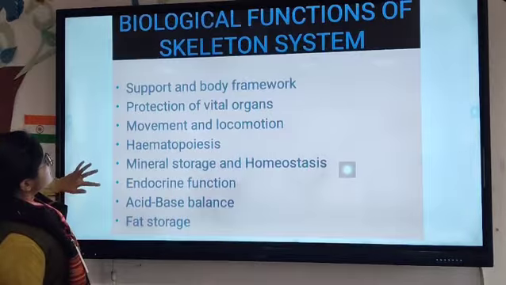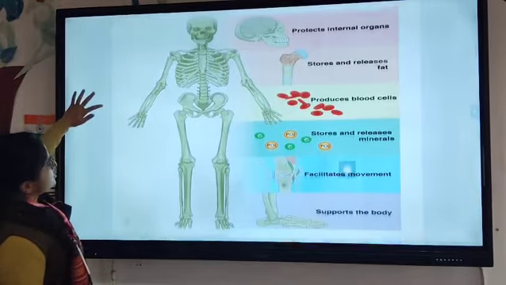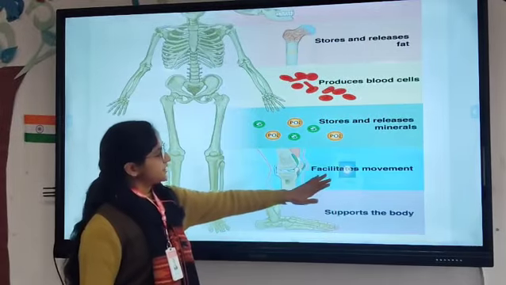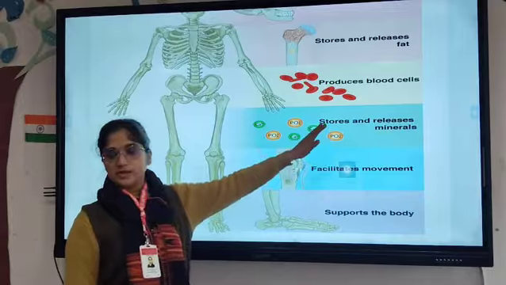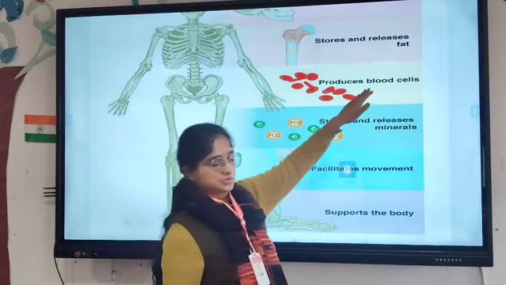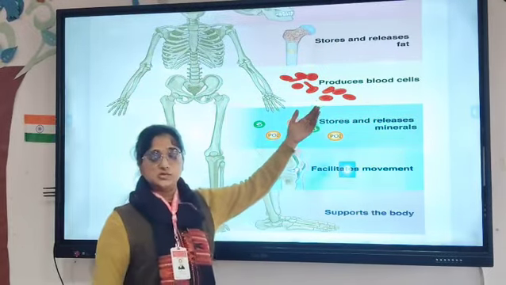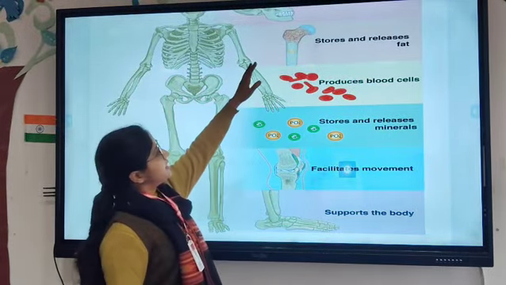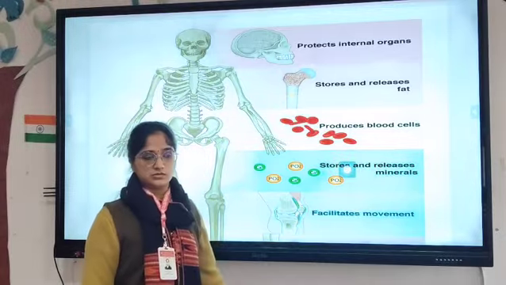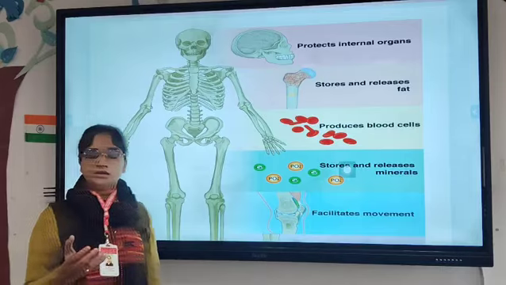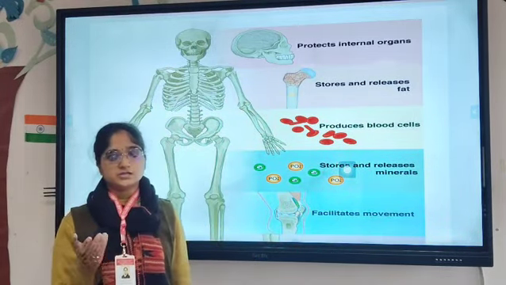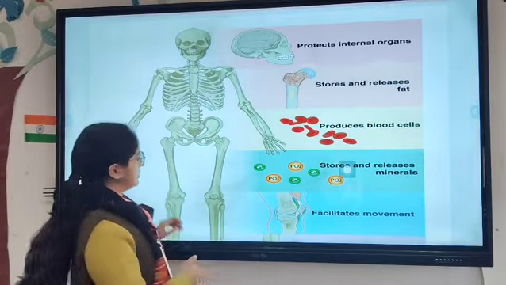These are some functions of the human skeleton. For example, it supports the body, facilitates movement, stores and releases minerals like calcium and phosphorus, and produces RBC, red blood cells, which is also known as hematopoiesis. The main function is to protect internal organs: the brain is protected by the skull, the lungs are protected by the thoracic cage, and the reproductive part is protected by the pelvic girdle.